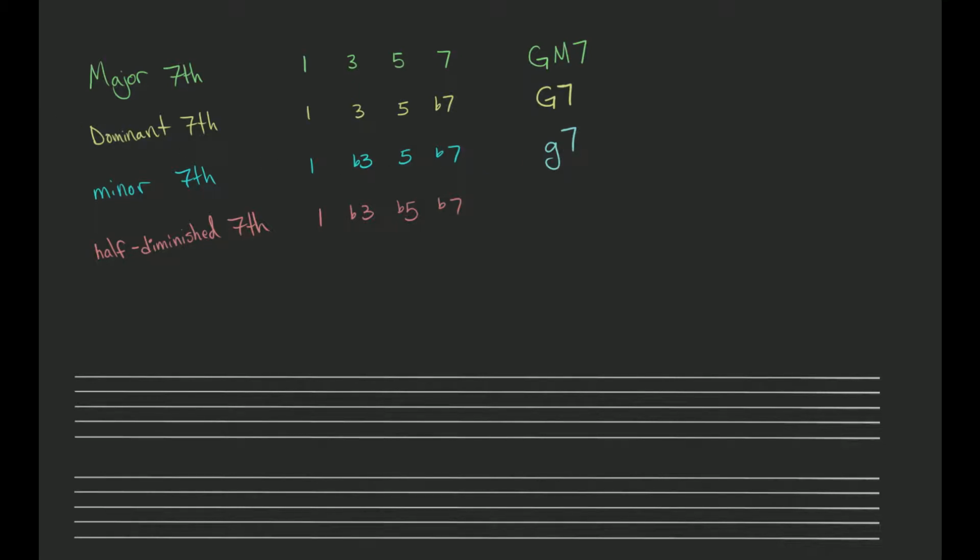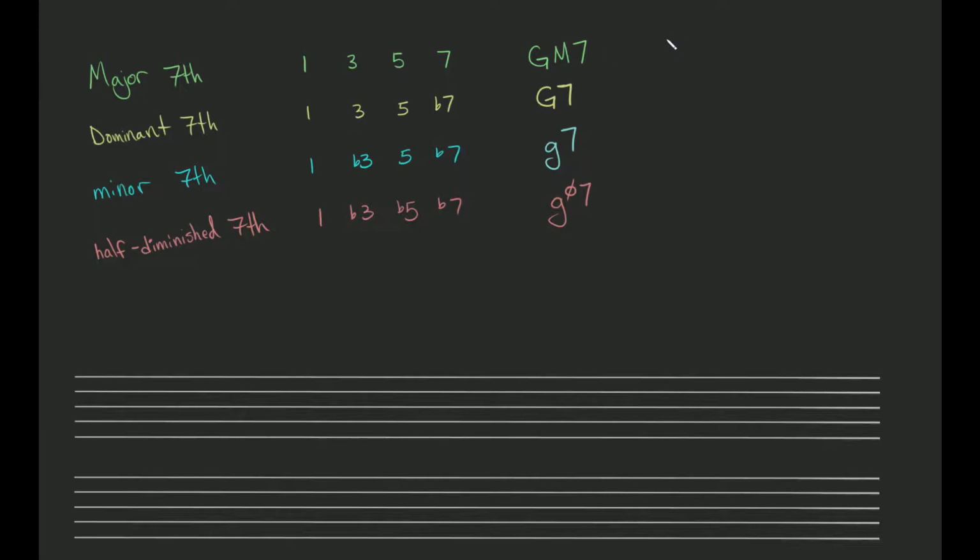Okay, and then the half diminished looks like this. You take your G, you write a diminished symbol with a slash. This slash makes it half diminished and 7. Okay, so notice that they all have the root letter, and then they all have the 7th. Now, if you wanted to use Roman numerals, let me go back and use that green color.